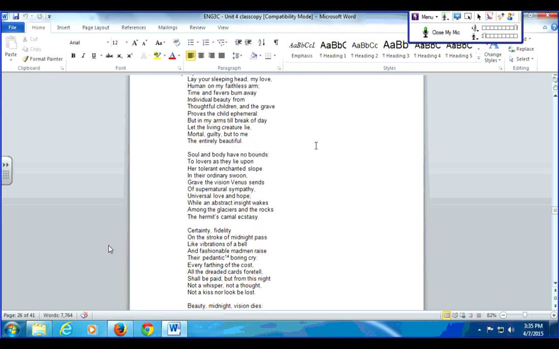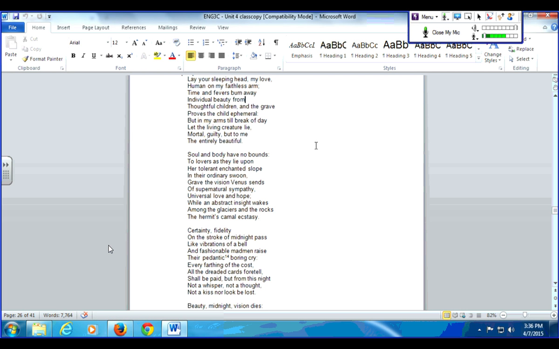Lay your sleeping head, my love, human on my faithless arm. Time and fevers burn away individual beauty from thoughtful children, and the grave proves the child ephemeral. But in my arms till break of day, let the living creatures lie, mortal, guilty, but to me the entirely beautiful. Soul and body have no bounds. To lovers as they lie upon her tolerant enchanted slope, in their ordinary swoon, grave the vision Venus sends of supernatural sympathy, universal love and hope. While an abstract insight wakes among the glaciers and the rocks the hermit's carnal ecstasy.